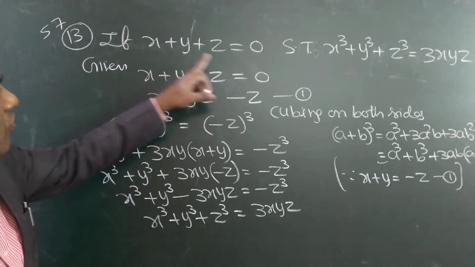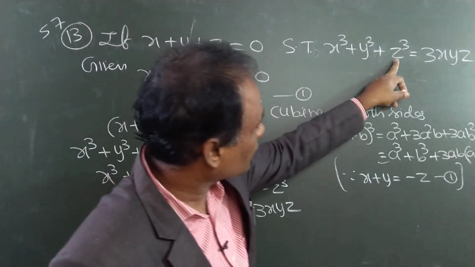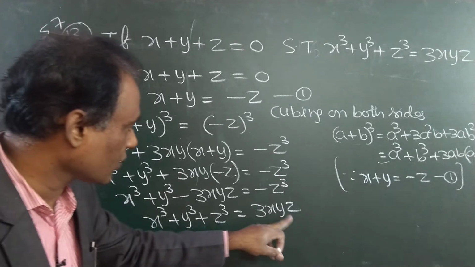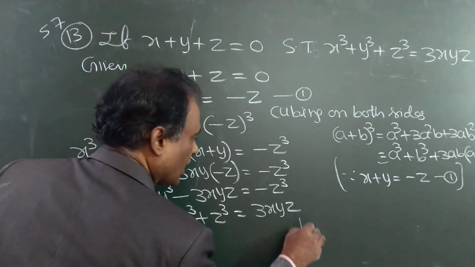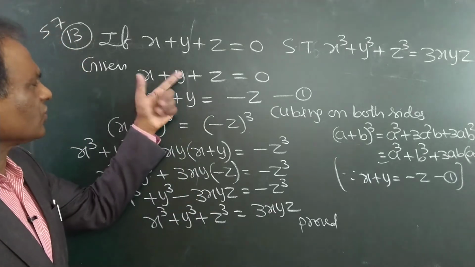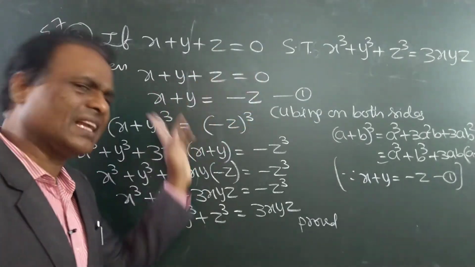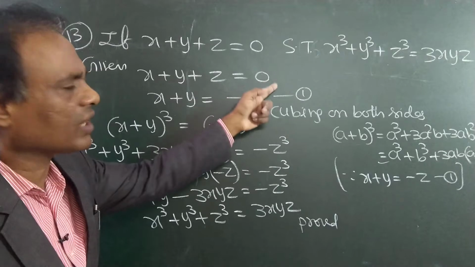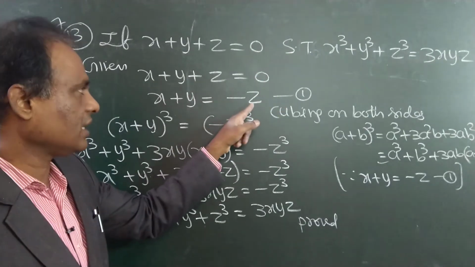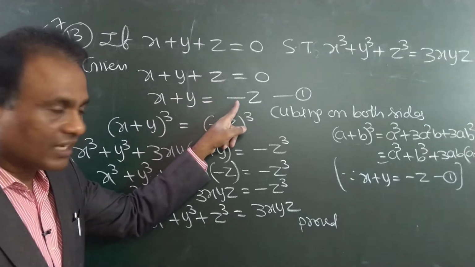So see here, what is the proof? X cube plus y cube plus z cube is equal to 3xyz. Exactly, we got the proof. So very simple. The first step is to take one term to the right side. Any term you can take: x also, y also, z also. I took z to the right side. Plus z becomes minus z.